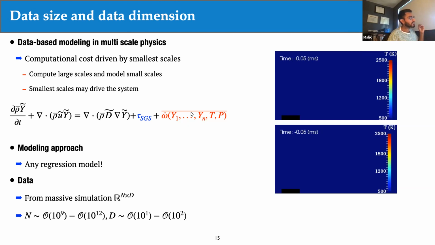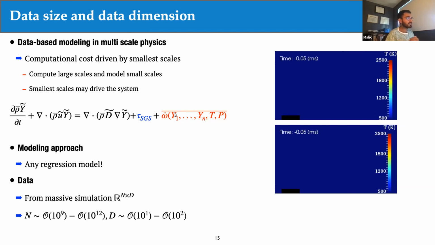And when you filter your equation, you do have some unclosed terms that pop up because of the turbulent interaction and the chemistry interaction. And so you have to somehow give a good model for what the reaction rate is. So the red term is an unclosed term, the blue term is an unclosed term. For now, I'm going to talk about the red term.